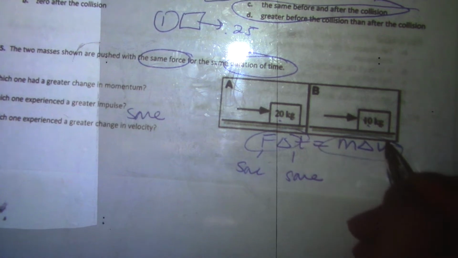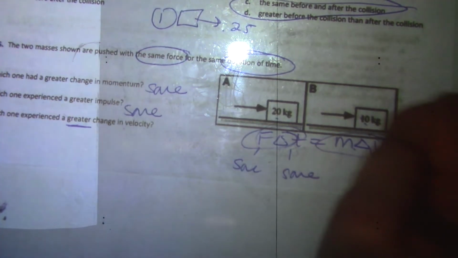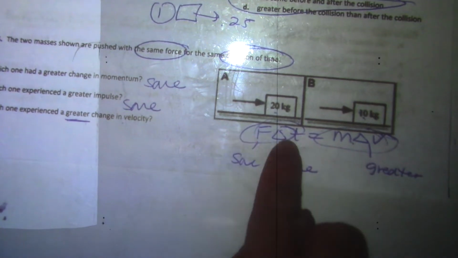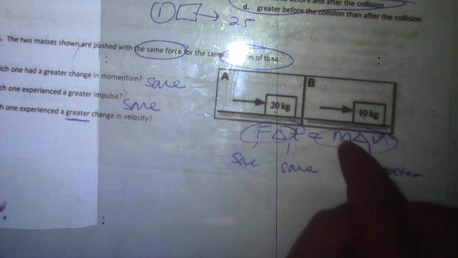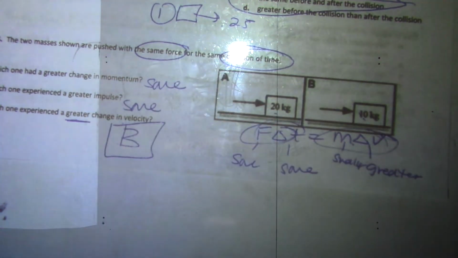Now, this is your impulse, but see how it's equal to change in momentum? So if this side is the same, then their m delta v side has to be the same. So they have to have the same change in momentum. Now, they do not have to have the same change of velocity. I want which one has a greater change of velocity. So if they still have the same impulse, I need a bigger velocity to be balanced out with a smaller mass. So 10 is smaller mass, so B would be the one that has a greater velocity.